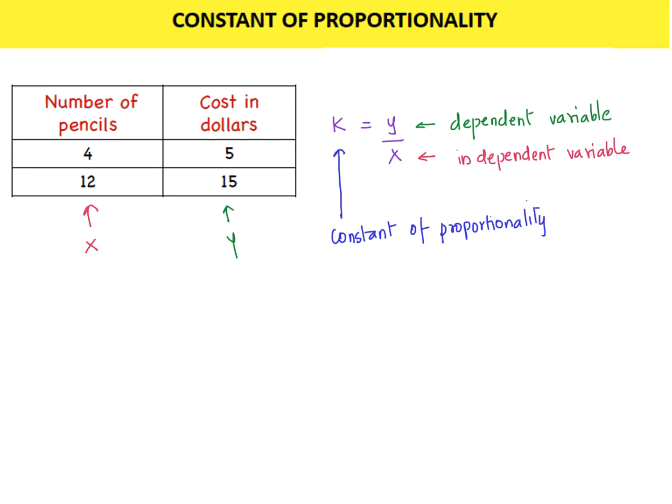And if you're finding the constant of proportionality, k equals y over x. In this case, y is cost in dollars. So let's take the first row, $5 over 4 pencils.